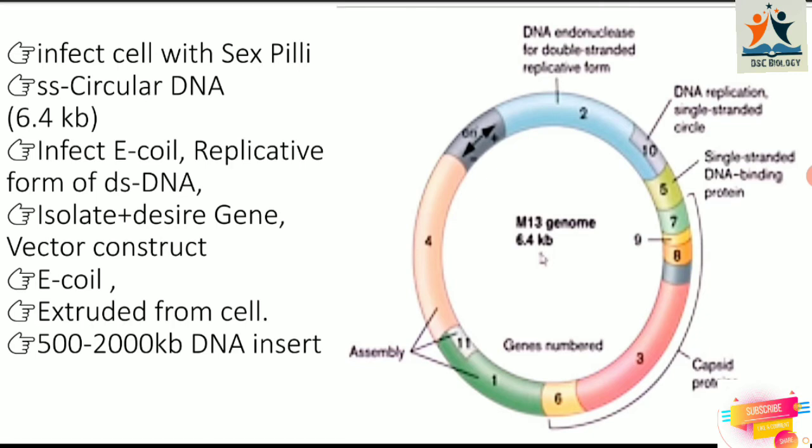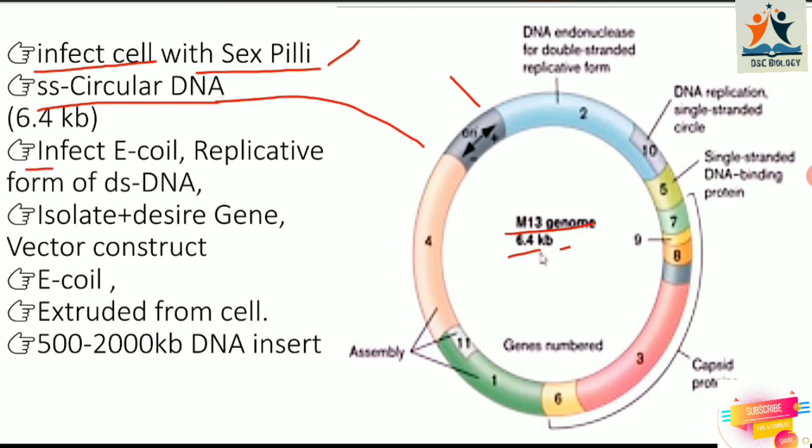Next is the DNA of M13 phage. This M13 phage has a DNA size of 4.4 kilo base pair, and it is a single stranded circular DNA. The M13 virus infects the cell through the sex pili. The bacteria have sex pili, which are responsible for conjugation, for the transfer of plasmid. So only bacteria with sex pili are infected by M13.